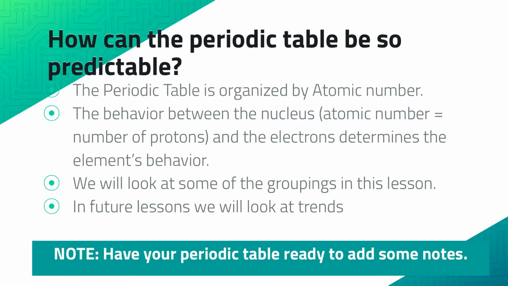So how can the periodic table be so predictable? The periodic table is organized by atomic number. The interaction between the nucleus, the atomic number, which is the number of protons, and the electrons determines the element's behavior. So we'll look at some of the groupings in this lesson. In future lessons, we will look at trends.